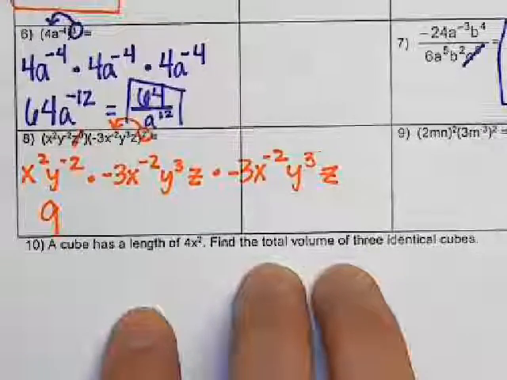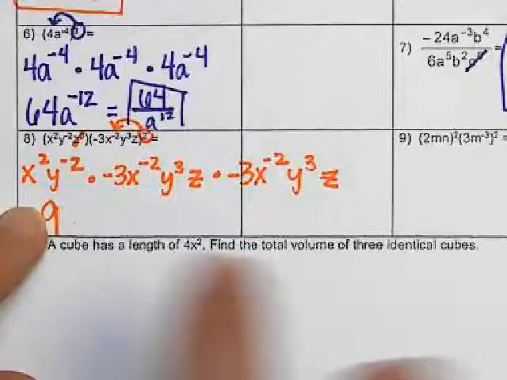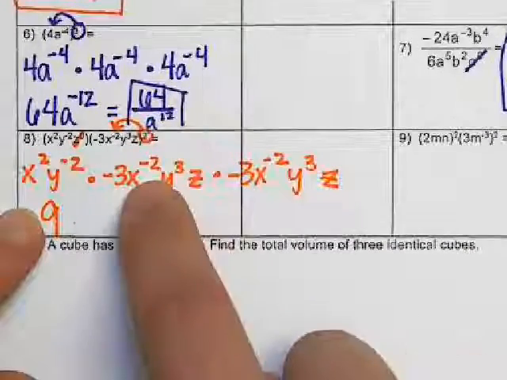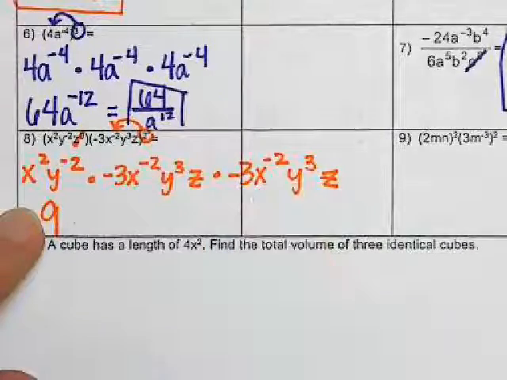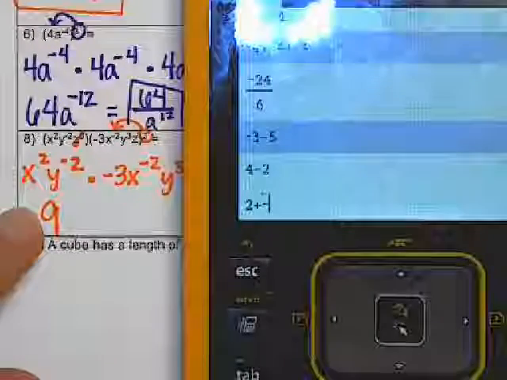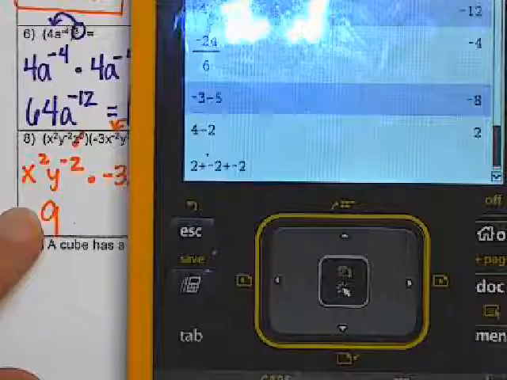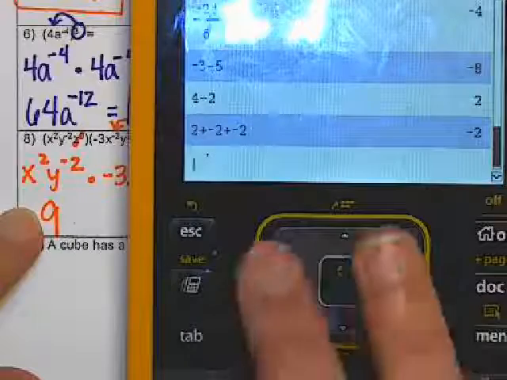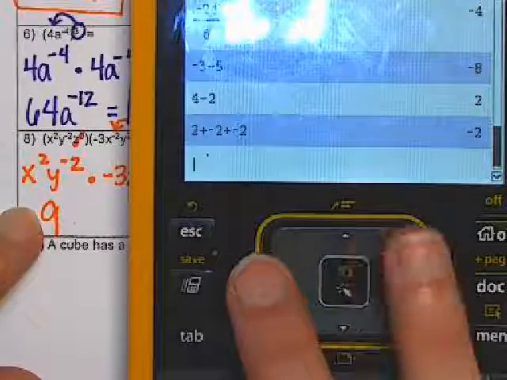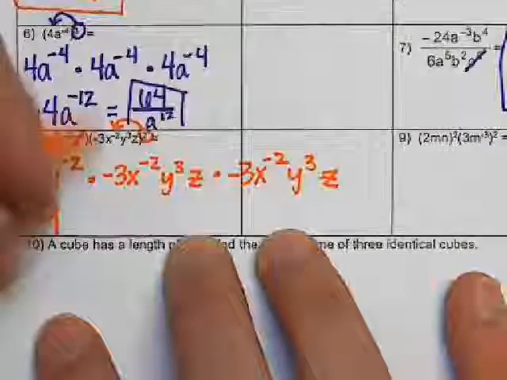The exponents. Add them. We're going to add the x exponents. So I have an x2, negative 2, and negative 2. And I'm going to add those. 2 plus negative 2 plus negative 2. And I get x to the negative second power.